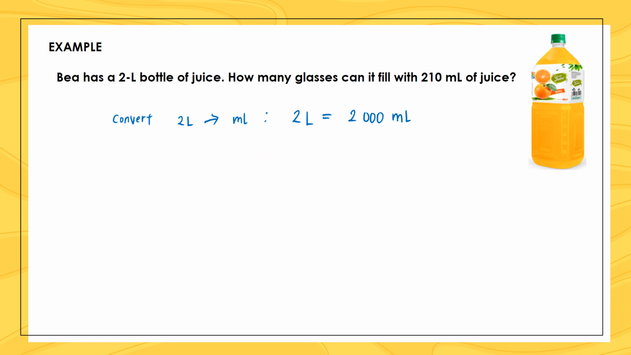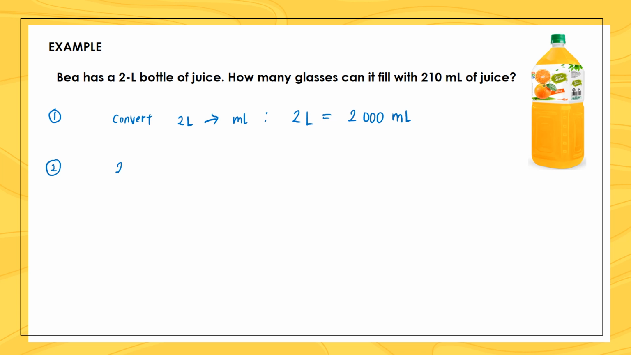We erase this one. Again, let's read the question. How many glasses can it fill with 210 milliliters of juice? Having 2,000 milliliters, and you only need to fill up each glass with 210 milliliters. Therefore, the operation that we will be using is division. Here's step 1, converting. For step 2, we divide.